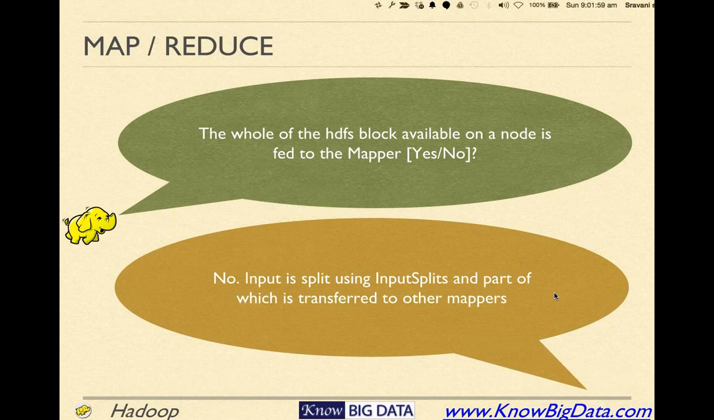Matthew says if the whole block isn't available, then the data will be incomplete. Data will be complete in the sense that part of one block is fed to one mapper, part of another block is fed to another mapper.